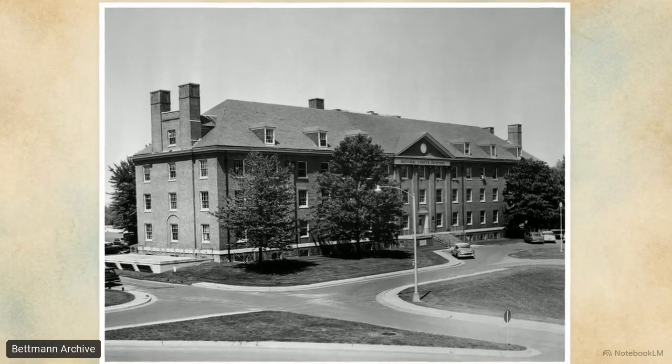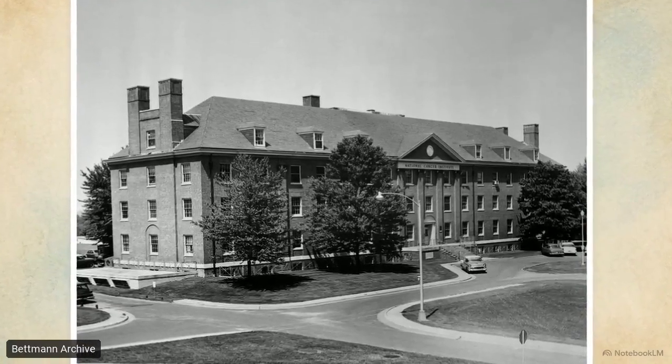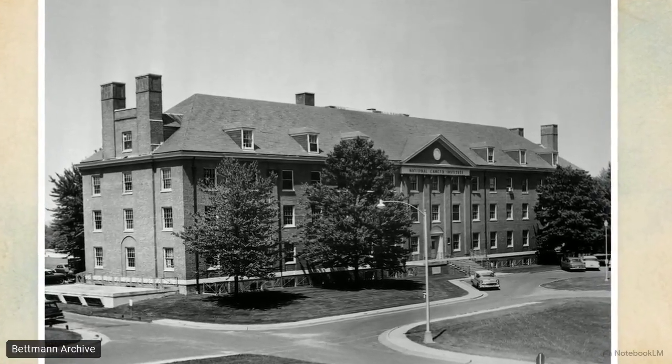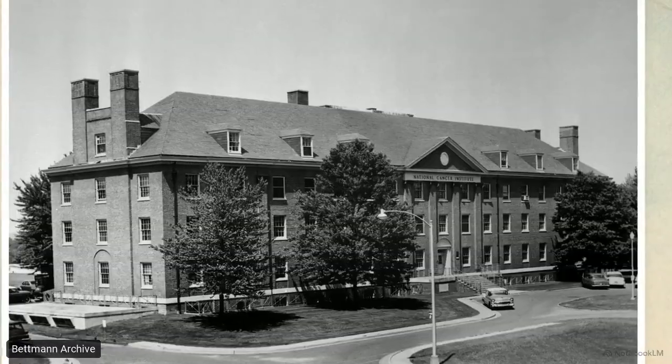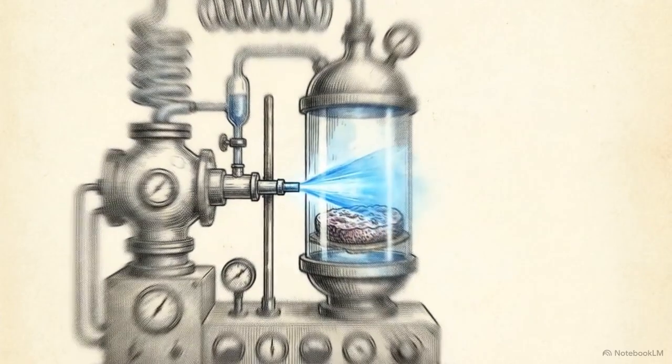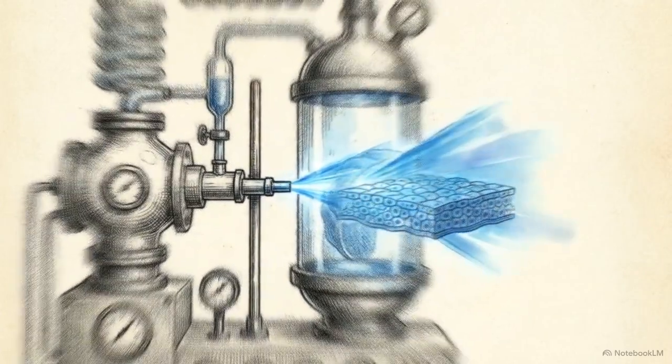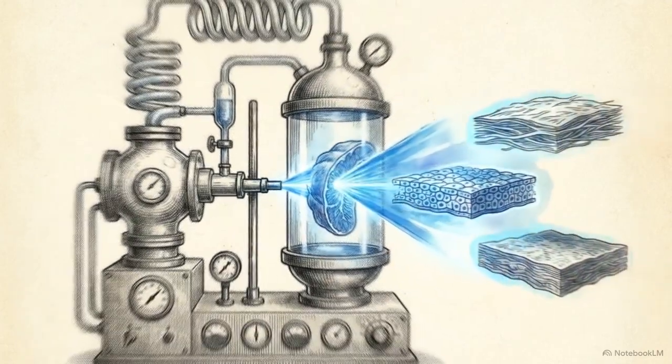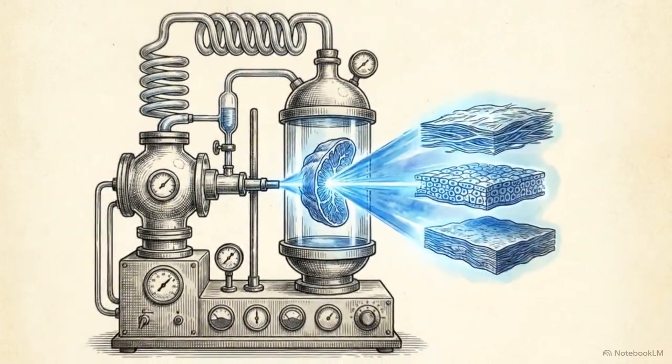To solve this integration problem, the National Cancer Institute established the Clinical Proteomic Tumor Analysis Consortium, or CPTAC. CPTAC uses a method called Proteogenomics. They take the exact same tumor sample and analyze it across multiple biological layers, utilizing high-resolution mass spectrometry to identify and quantify the proteins inside.